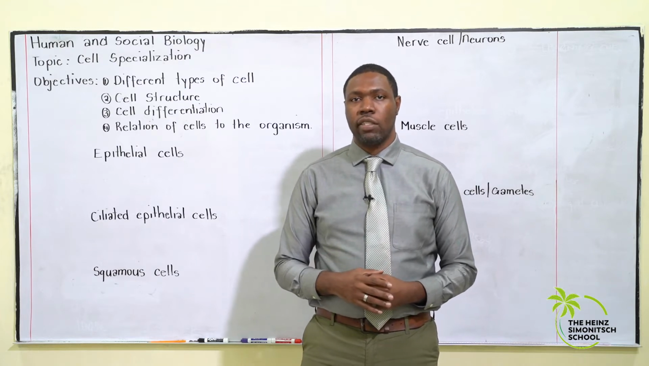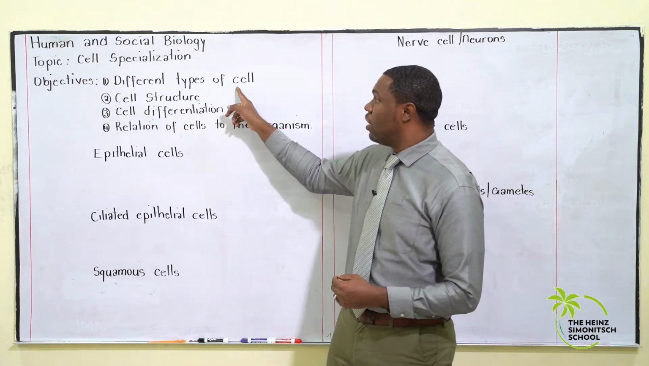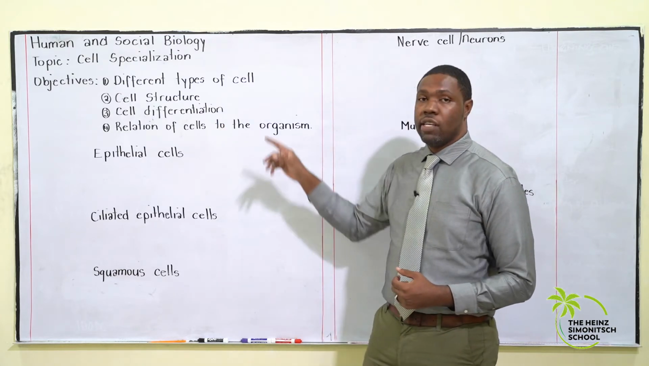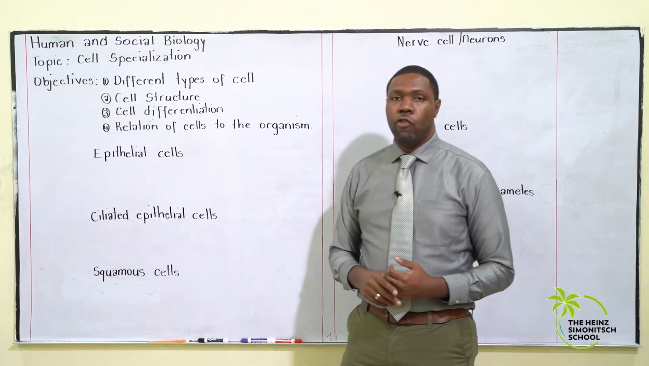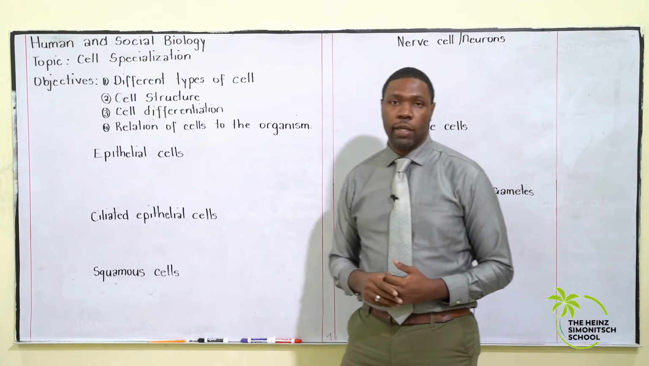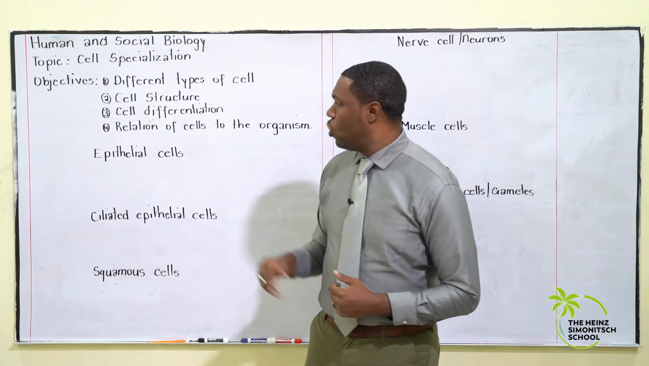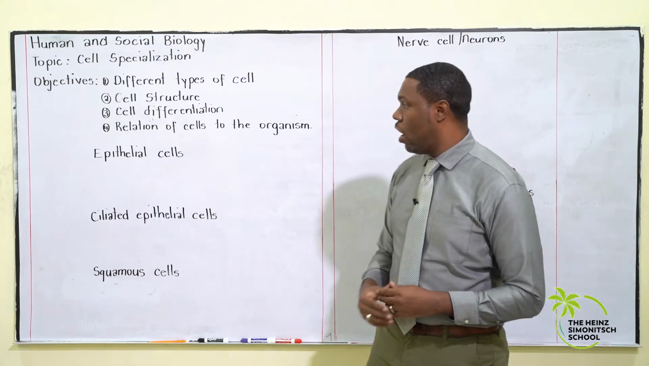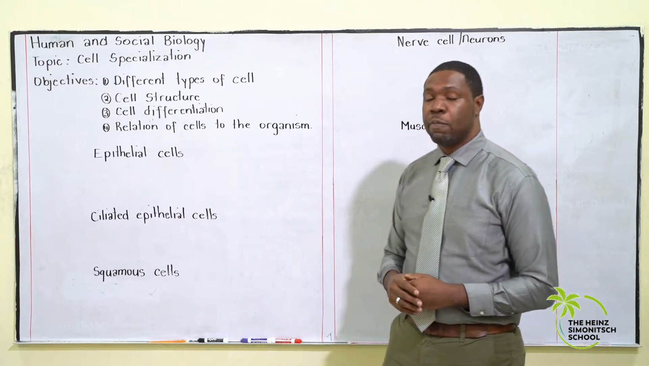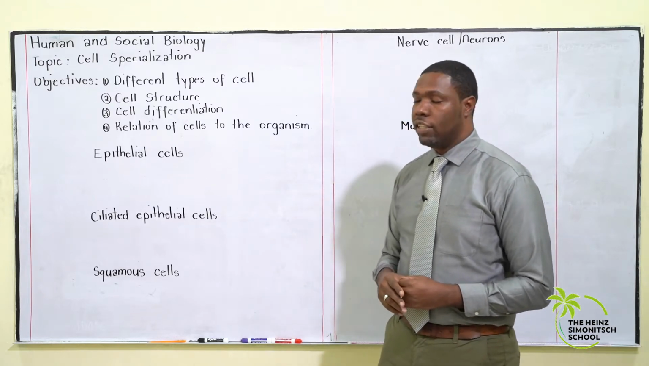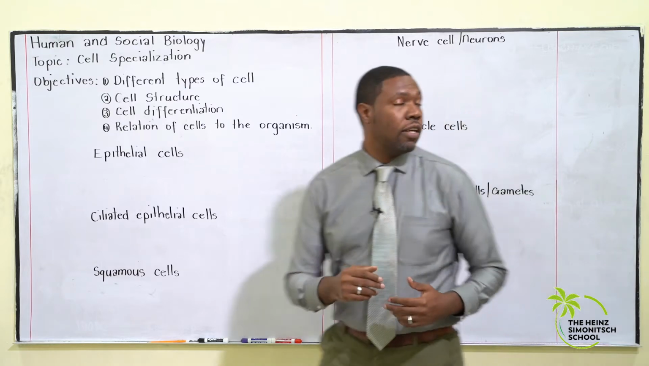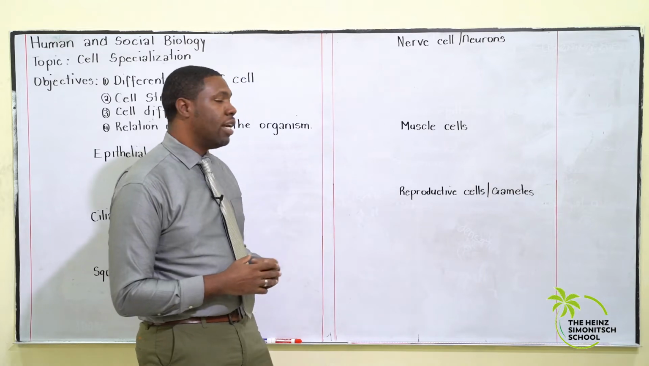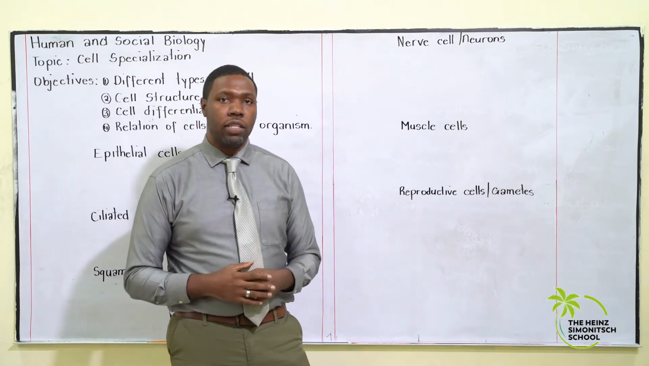Today we're going to be looking at cell specialization. Our objectives for this class are the different types of cells, cell structure, cell differentiation, and the relation of cells to the organism. Today we're going to be looking at 6 types of cells. They are the epithelial cells, the ciliated epithelial cells, squamous cells, nerve cells, also known as neurons, muscle cells, and reproductive cells, also called gametes.